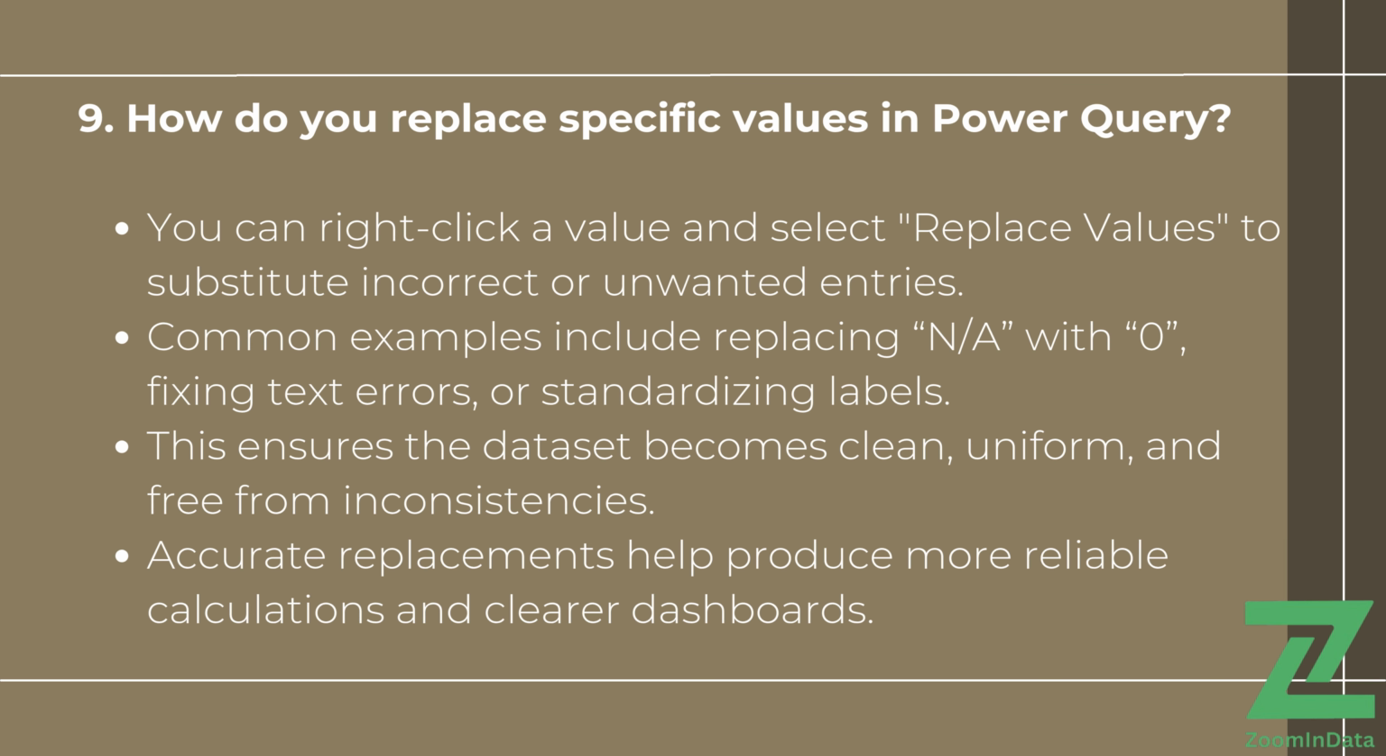Ninth question. How do you replace specific values in Power Query? You can right-click a value and select Replace Values to substitute incorrect or unwanted entries. Common examples include replacing n/a with 0, fixing text errors, or standardizing labels.